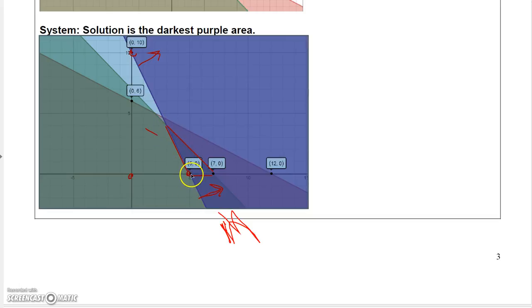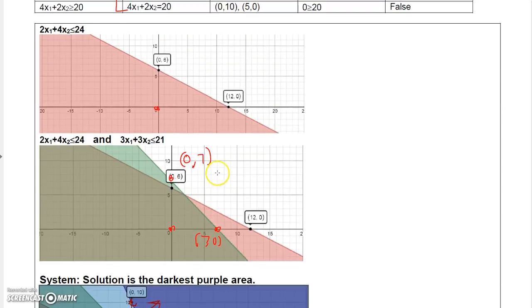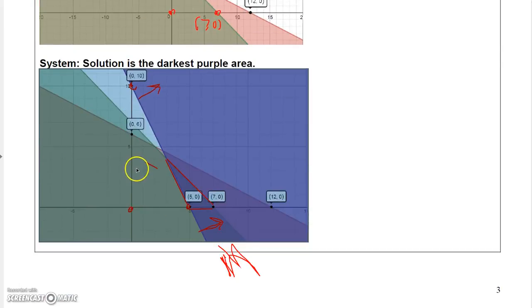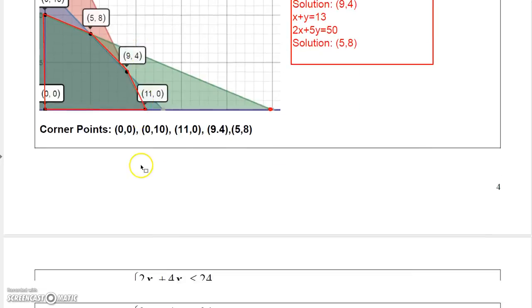Now we can see two corner points real easy, 5, 0 and 7, 0. But we need to figure out which two lines make up this other corner point. Well, it's got to be the line that went through 5, 0 and the line that went through 7, 0. The line that went through 7, 0 was 3x1 plus 3x2 equals 21. And the one that went through 5, 0 was 4x1 plus 2x2 equals 20. So those two lines give us the intersection.